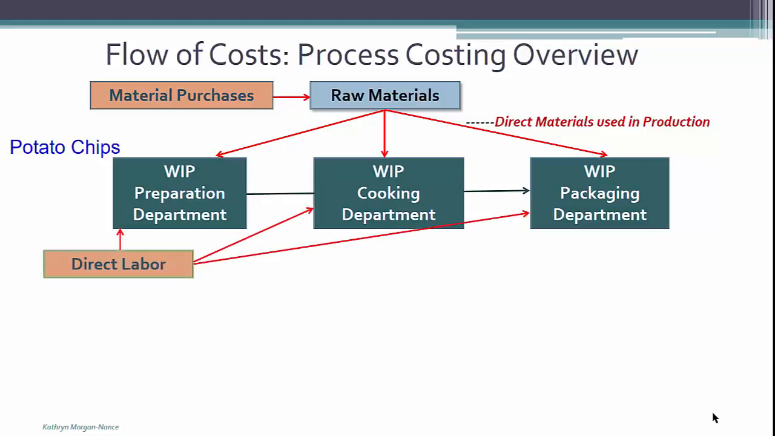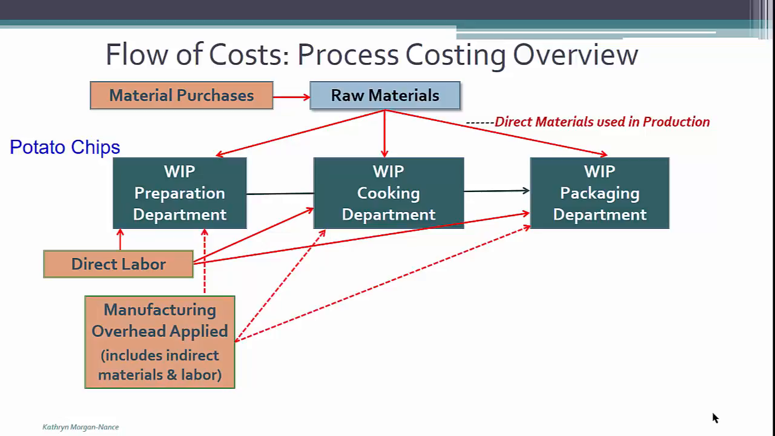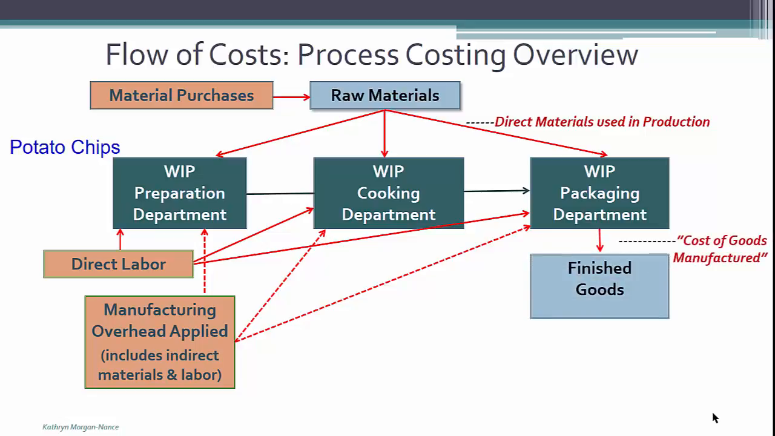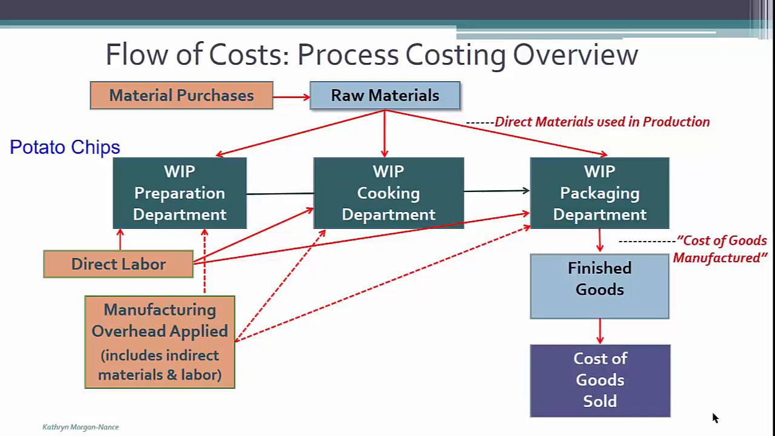Direct labor costs are also added directly to multiple work in process accounts. And manufacturing overhead costs are applied to work in process by multiplying a predetermined overhead rate by the actual quantity of the allocation base consumed in each department. When goods are completed, their costs are transferred from work in process to finished goods. The amount transferred from work in process to finished goods is referred to as cost of goods manufactured, and as the goods are sold then, their costs are transferred from finished goods to cost of goods sold.